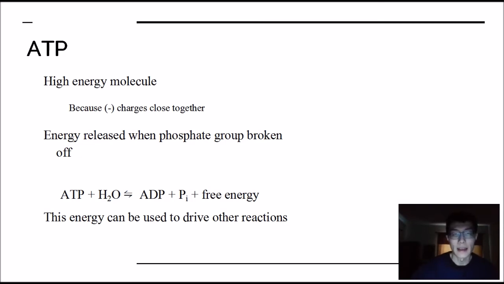Now, when you have that phosphate group being broken off through a hydrolytic reaction, you're going to have an energy release. So when you have ATP and you react it with water through a hydrolysis reaction, you're going to make ADP and an inorganic phosphate, in addition to free energy. This free energy can be used to drive other reactions. So if you have a reaction that's maybe at equilibrium, so delta G is around 0, or maybe even delta G is positive, you can combine it with ATP hydrolysis to make it happen. So there you go.